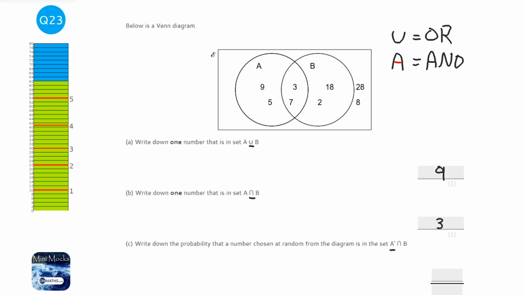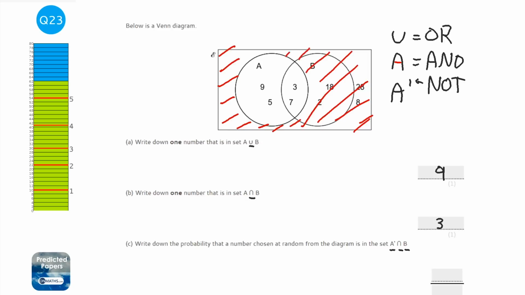Now this little symbol here, and it's an A with a dash. That dash there means not. So we're looking for numbers that aren't in A and are in B. Well, let's have a look at where not A is. Well, it's anywhere around here. Anywhere around here is not in A. And let's have a look at where B is. So B is anywhere here. So the numbers that overlap both of those are the 18 and the 2. So it's 18 and 2. So there are two numbers that fit that bill.